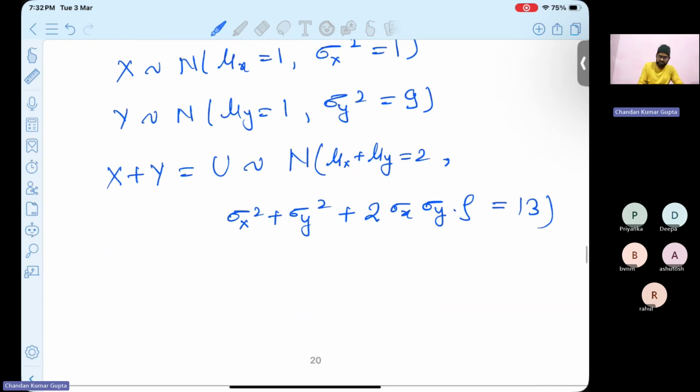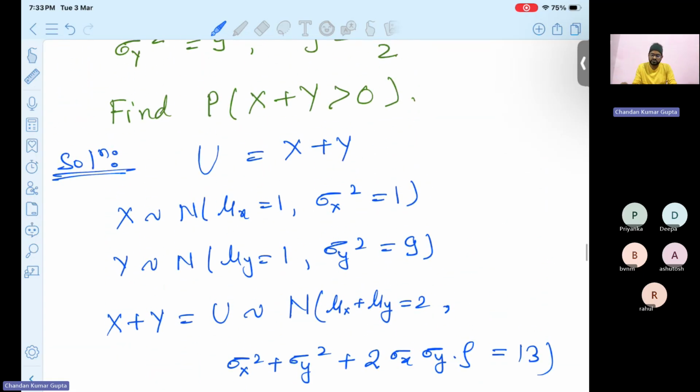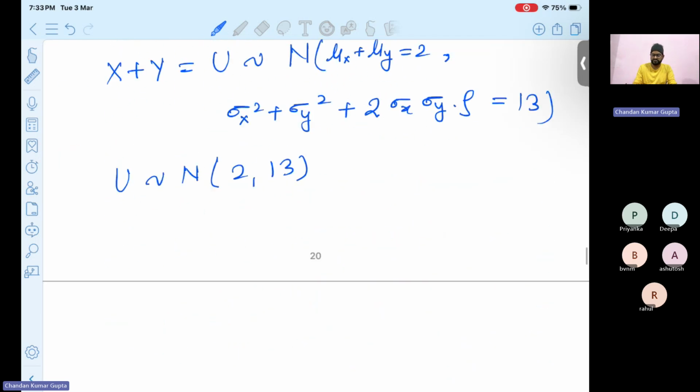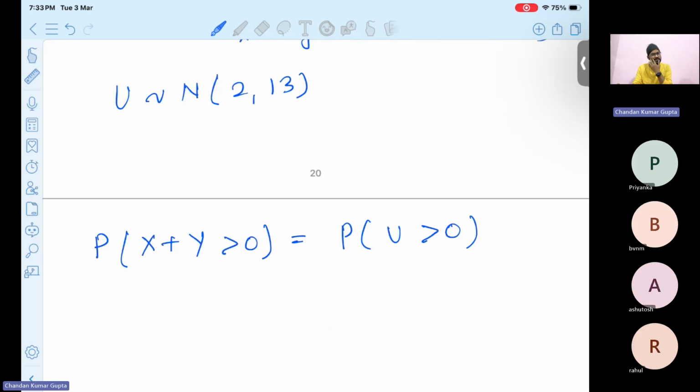So that means u follows normal with mean 2 and variance 13. Simple. The linearity property of the normal distribution. Clear? Now the next step, not the next question, the next step is to find the probability that x plus y is greater than 0. So the probability that x plus y is greater than 0 is the probability that u is greater than 0, because u is another transformed variable, which is x plus y.